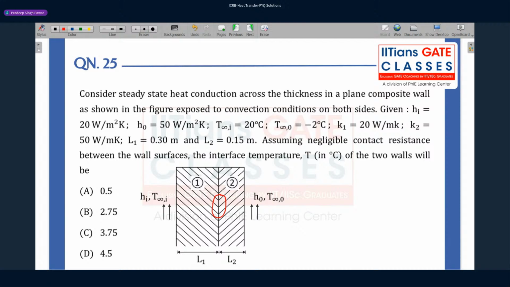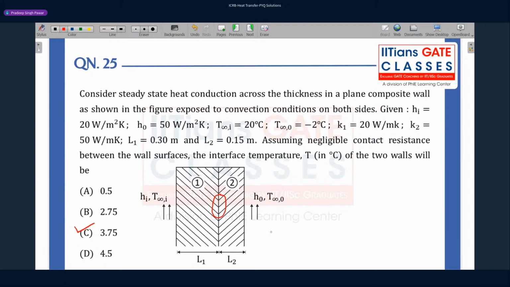So how do we do the calculation for this? Simple, draw the resistance network and you will get the answer here. The answer is 3.75. Let us see how we get this answer.